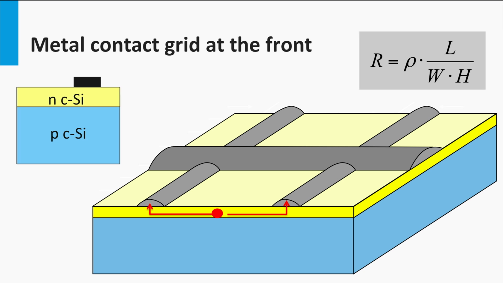First, the fingers have a resistance R. If L is the length of the finger, W the width of the finger, and H is the height of the finger, and rho is the electrical resistivity of the metal, we can describe the resistance R as rho times the length divided by the height and the width. The equation shows that the longer the path length for an electron, the larger the resistance the electron experiences. In addition, the smaller the cross-section, width times height, of the finger, the larger the resistance will be.